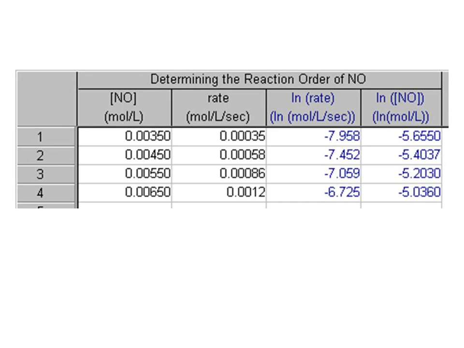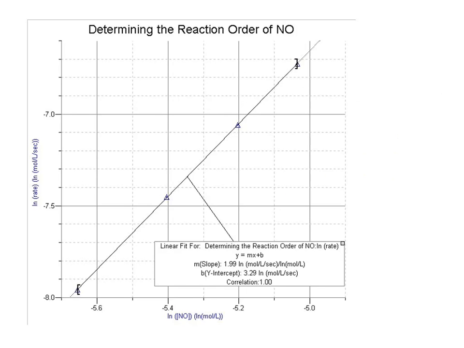Okay, so in order to make our plot, we need the natural log of rate, which I did as a calculated column here, the 3rd column. And then along the x-axis is going to be the natural log of the NO concentration. That's the last column. So those last 2 columns are what we're going to use to make this plot right here. The 4 triangles are your data, the natural log of rate versus the natural log of the molar NO concentration.